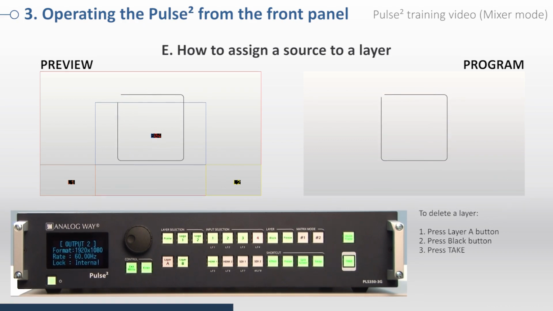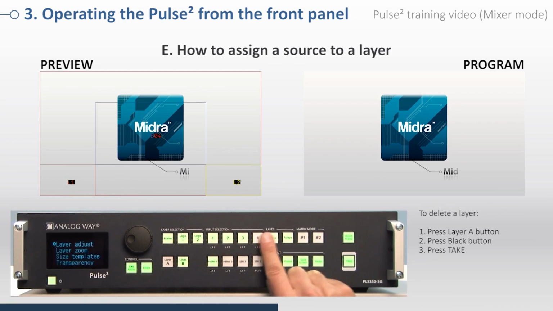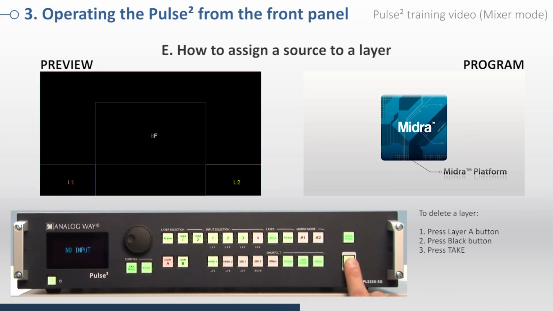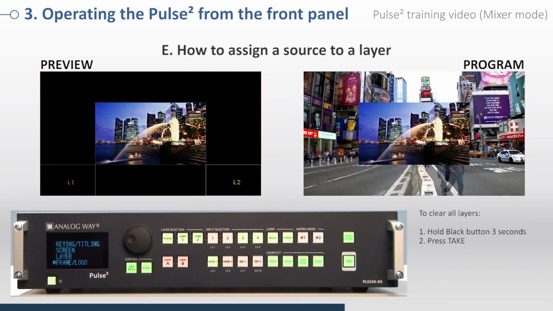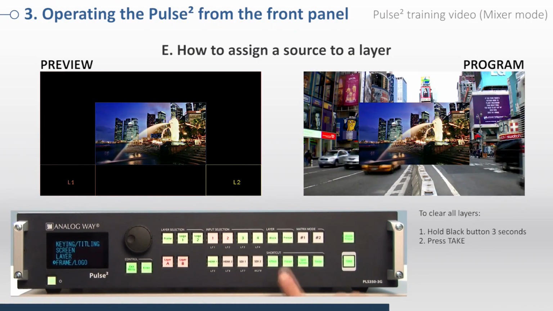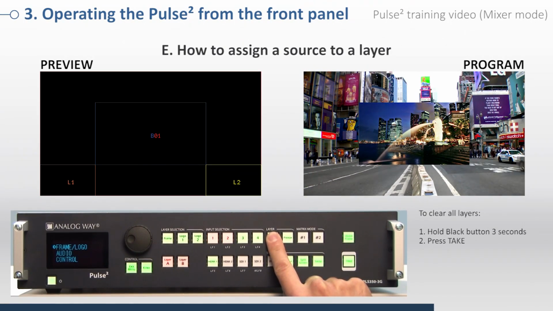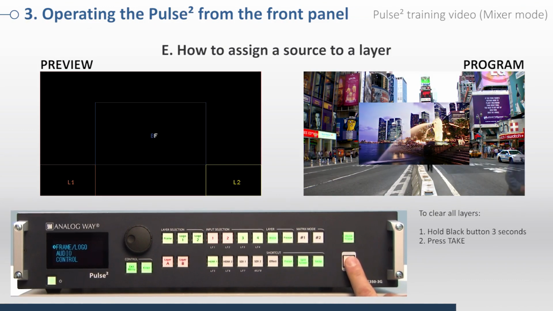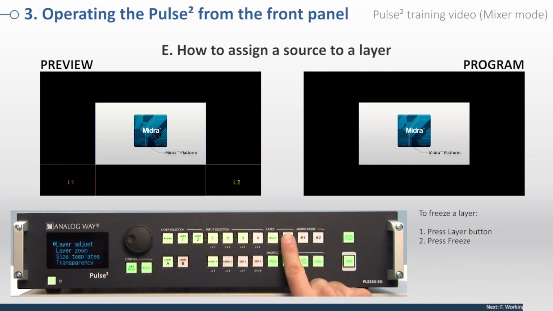To delete a layer from the preview screen, press the Layer button, press the black button, press Take to view the result on the program screen. To clear all layers on your preview screen, hold the black button at least 3 seconds. Press Take to view the result on the program screen. To freeze a layer, select a layer, press Freeze button.